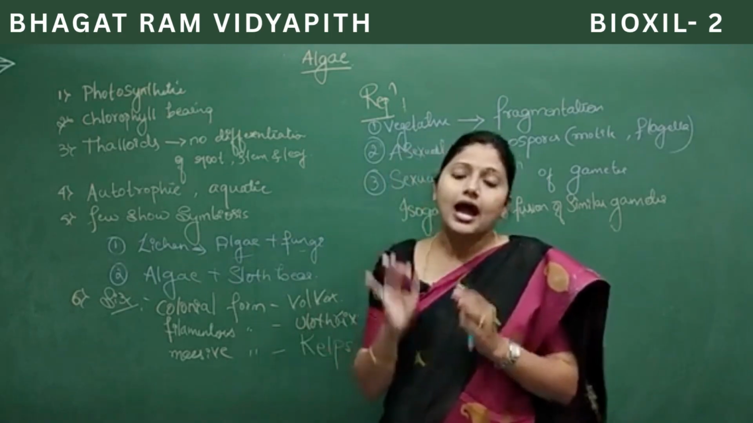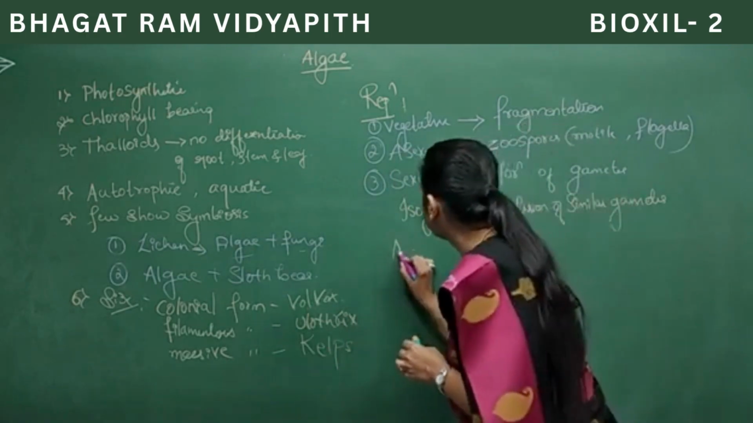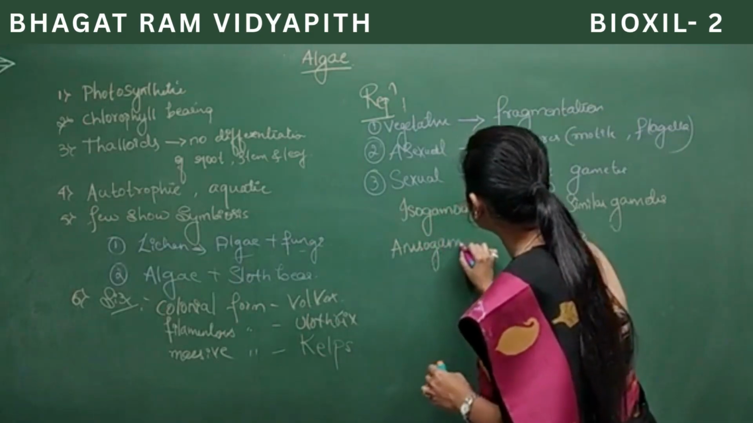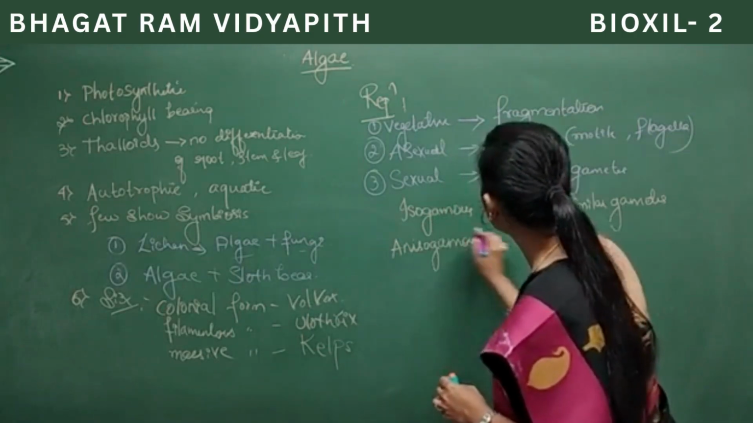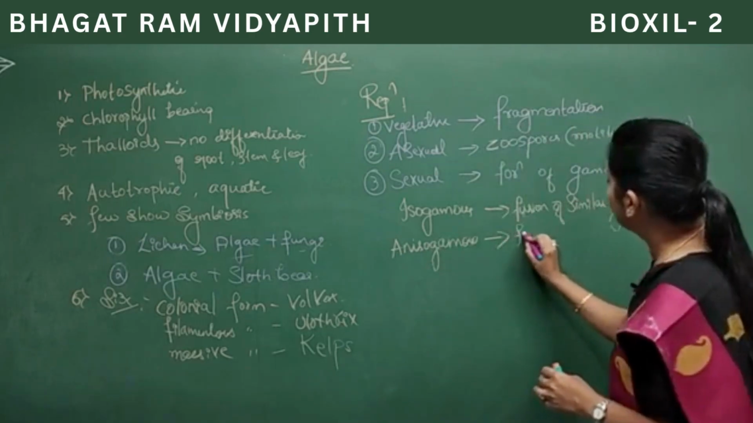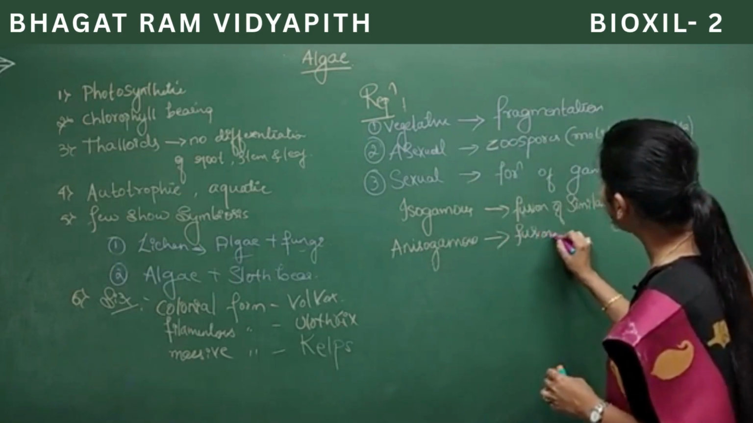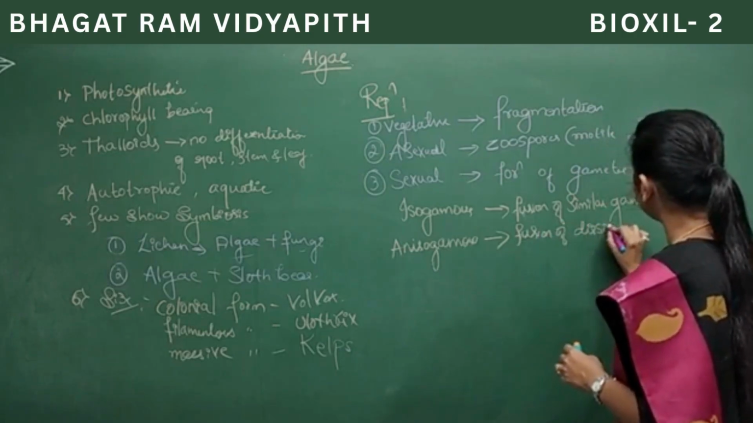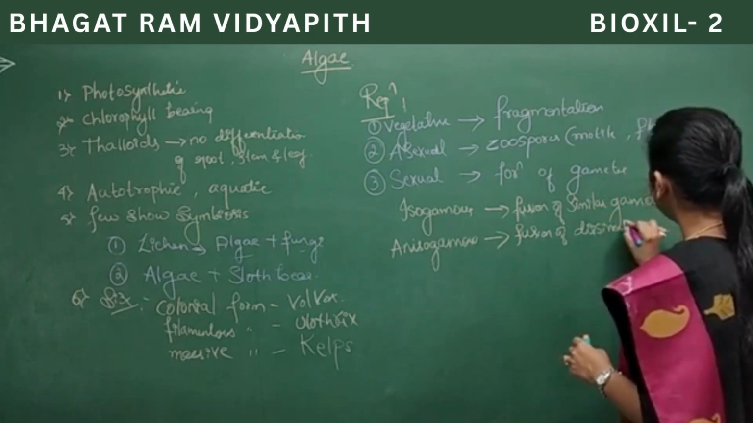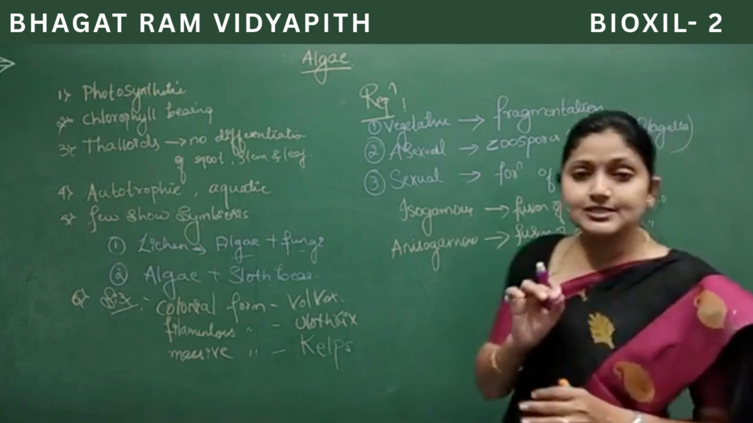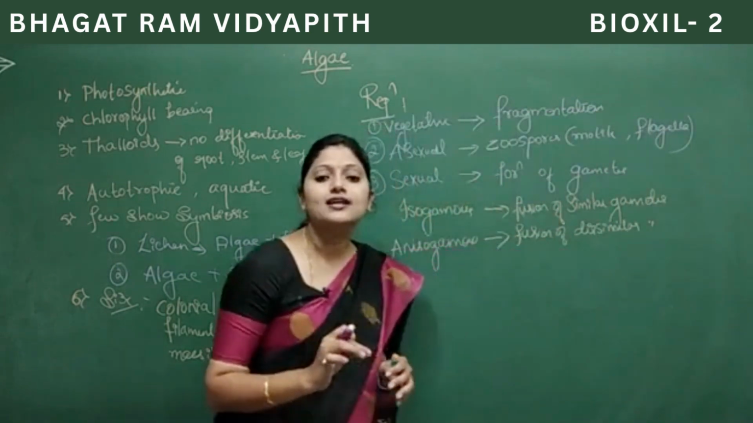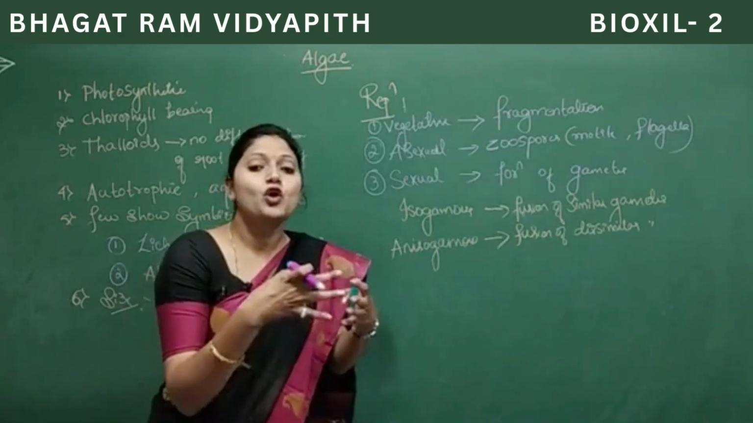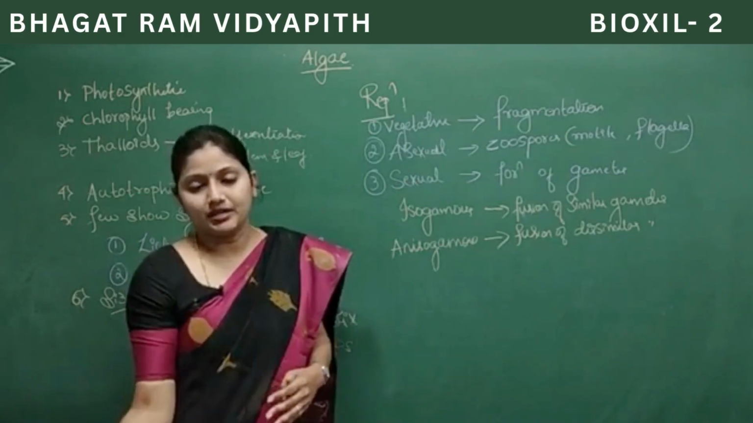If both the gametes are different, that is called anisogamous, wherein there is fusion of dissimilar gametes. This is called the anisogamous type of reproduction, or anisogamy.